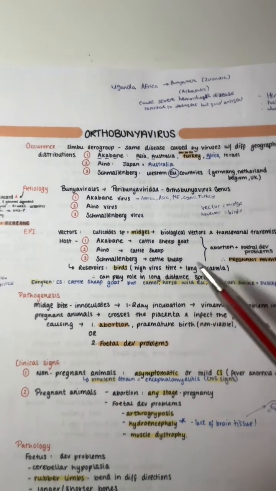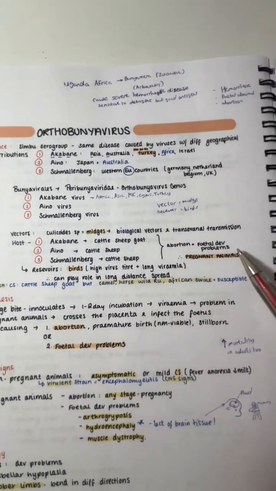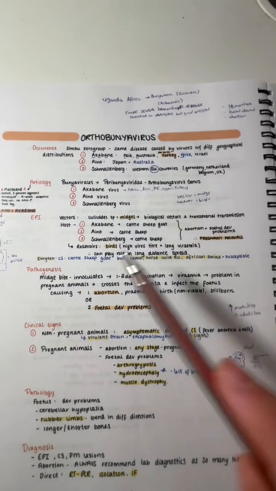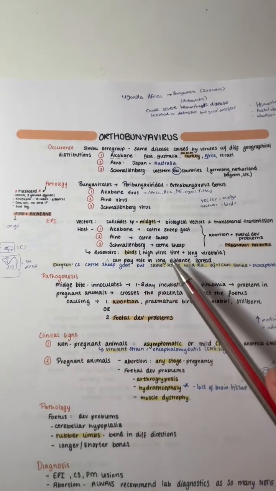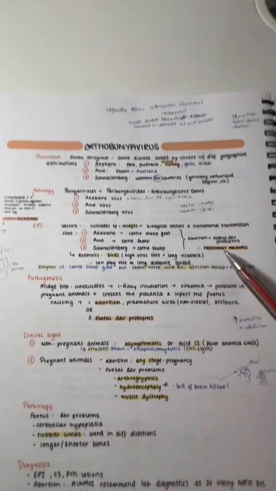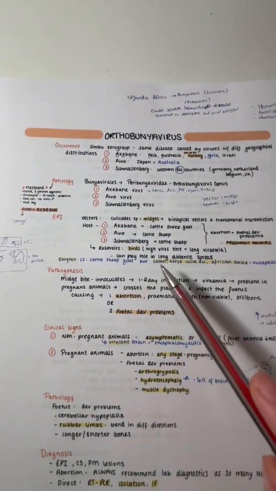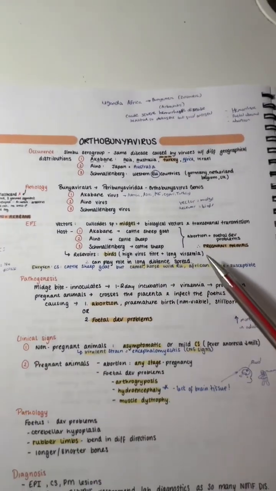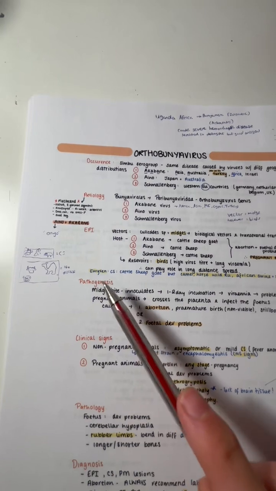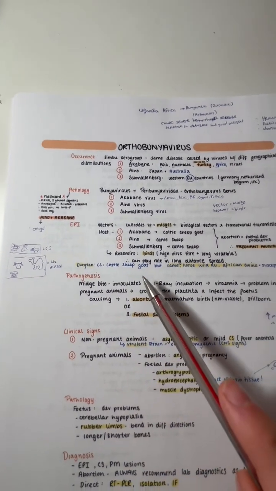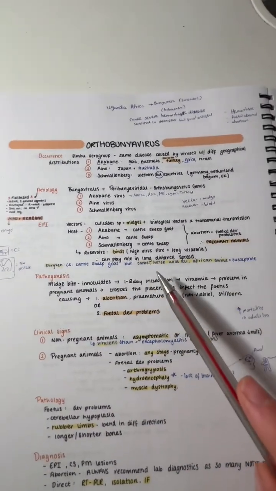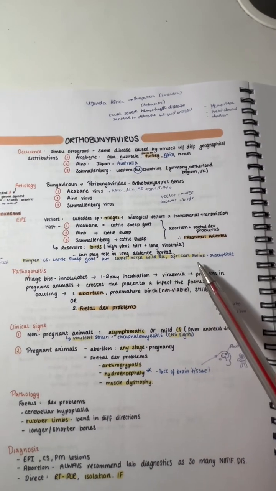These viruses cause abortion and fetal development problems in pregnant animals. The reservoir are birds. They have a high amount of virus in the body, and they have a long viremia. The birds can play a role in spreading the virus over a long distance. Clinical signs are found in cattle, sheep, and goats, but susceptible animals can also be camels, horses, wild ruminants, and African swine.